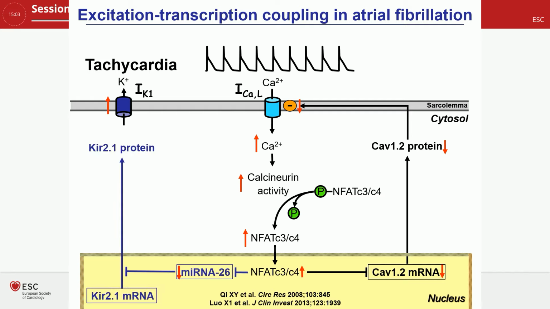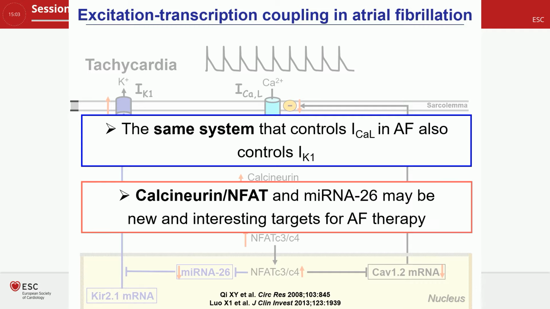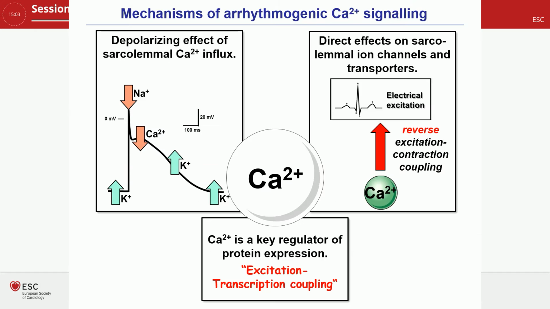But at the same time, it leads to a downregulation of inhibitory microRNAs and thereby to an increase of the expression of IK1 channels. So he concluded that the same system that controls L-type calcium downregulation in AF also controls the upregulation of IK1. And so maybe calcineurin and NFAT and maybe this microRNA could be interesting targets in AF.